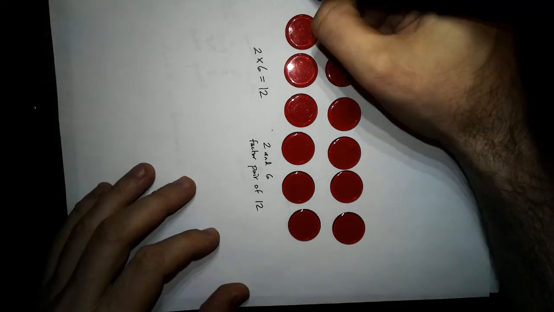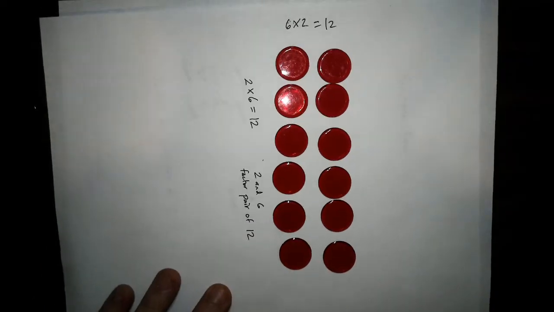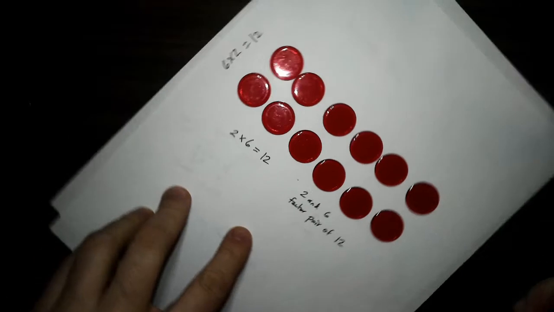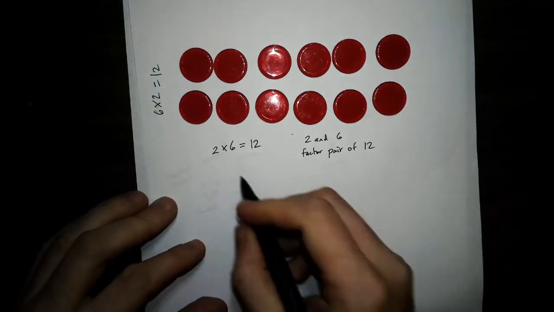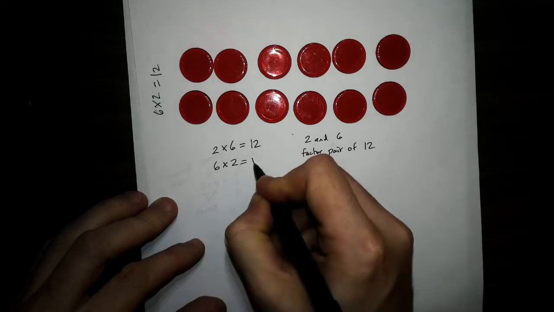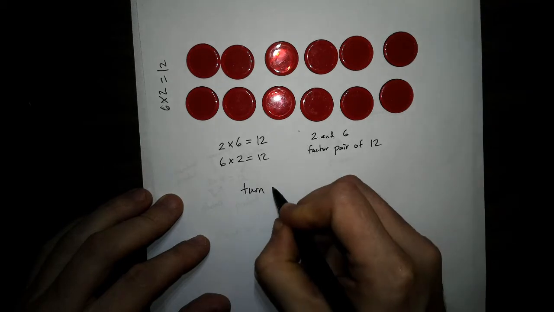So this problem now becomes 6 times 2 equals 12. Now notice that the factor pair is still the same. 6 and 2, 2 and 6, is still the same numbers, but their order has changed. And that's something that's special about multiplication, is that we can change the order. We can change 6 times 2 or 2 times 6 and still get the same product. In the past, you've called those turnaround facts.